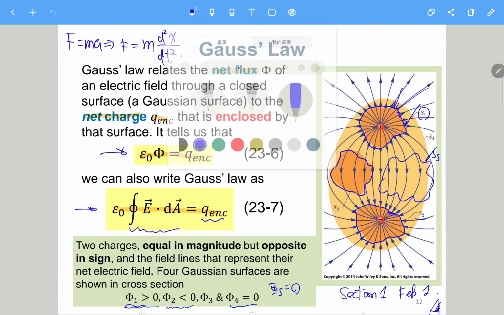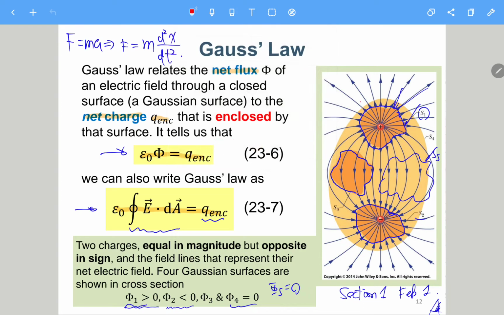If I just draw it like this, it encloses the same amount of charge, so the integration over this surface and this surface will be the same. For S2, it encloses a negative charge. So if you calculate this one, it will have a negative value because all the E field lines are flowing inside. So we can see that phi 2 should be a negative number and phi 1 should be a positive number.